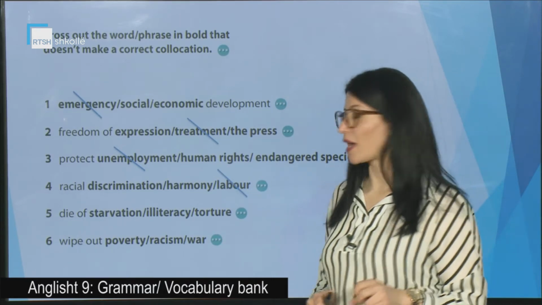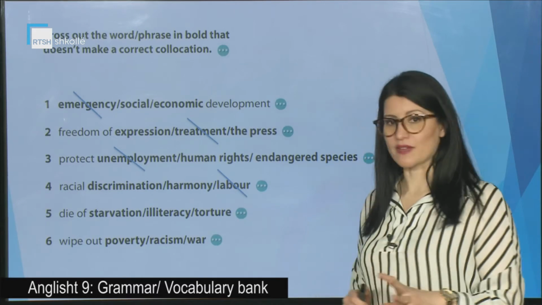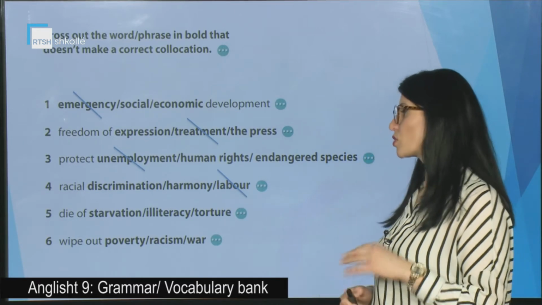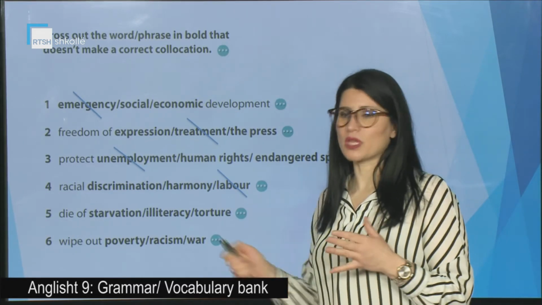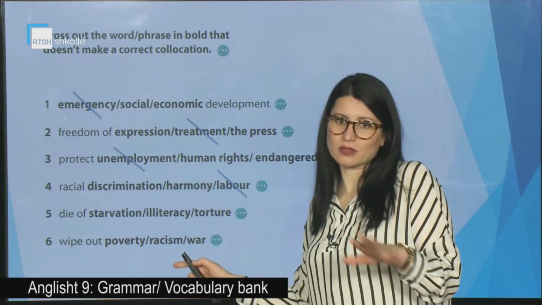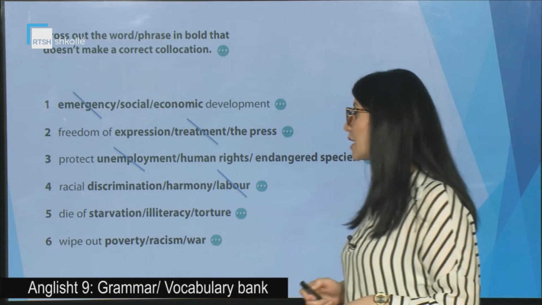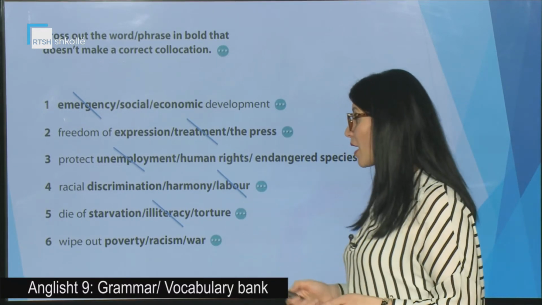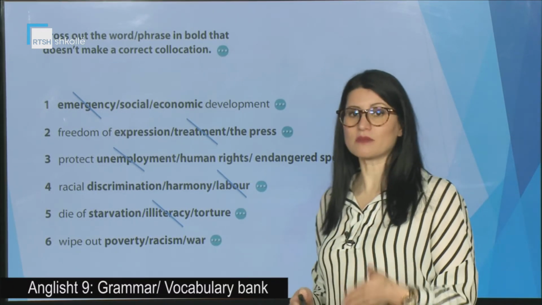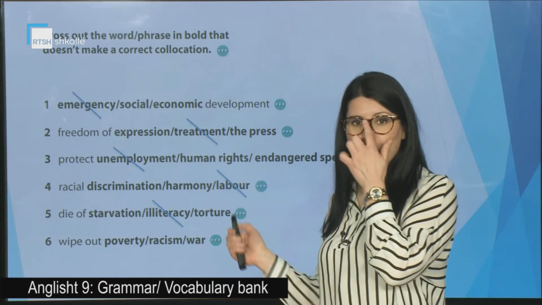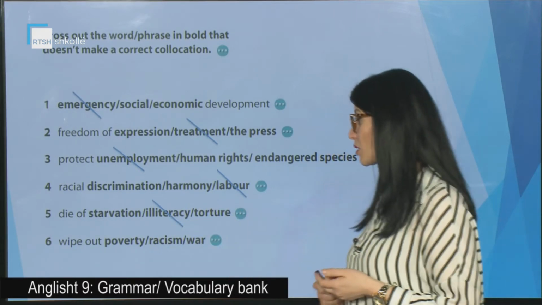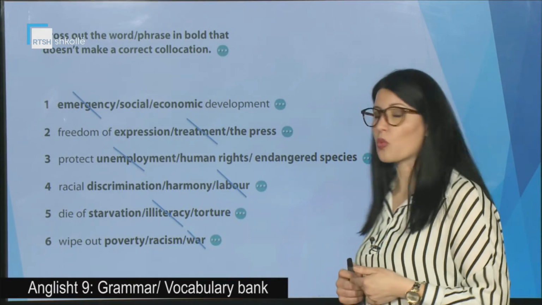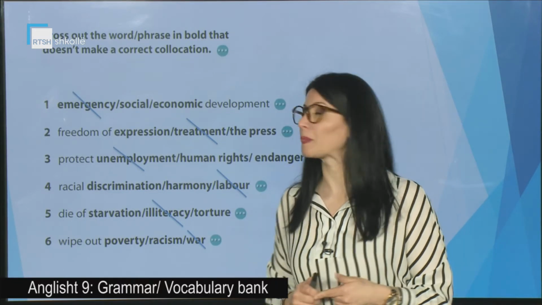Then we have number 5, die of starvation, illiteracy, or torture. Of course, we leave out the word illiteracy. Number 6, wipe out poverty, racism, and war. So, which word does not belong to the group? It is war. Wipe out war.